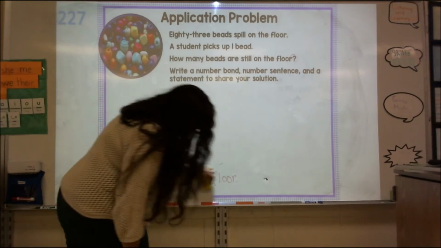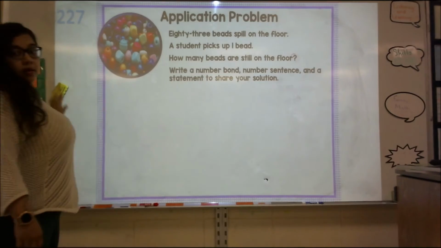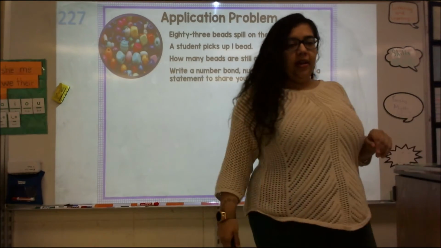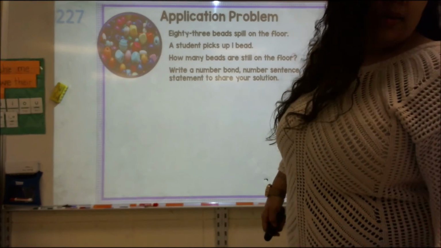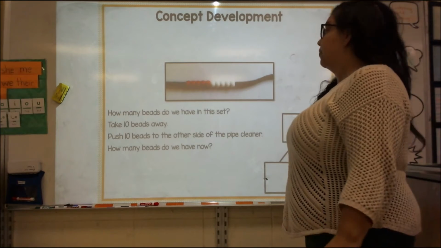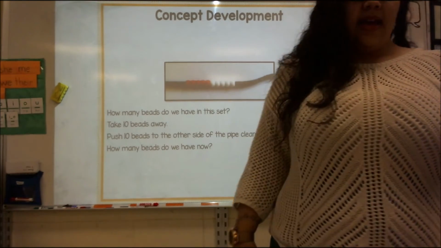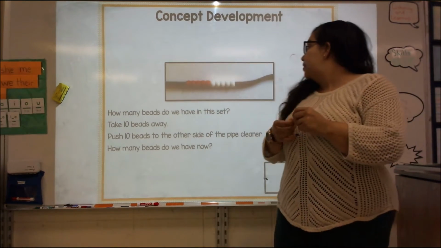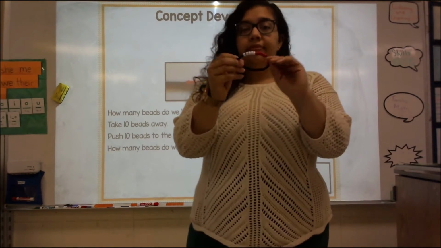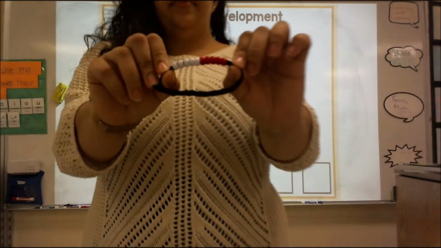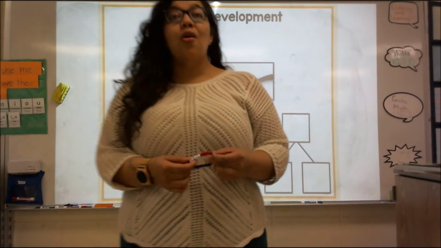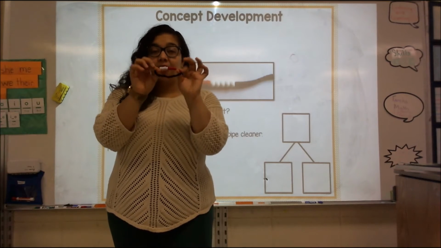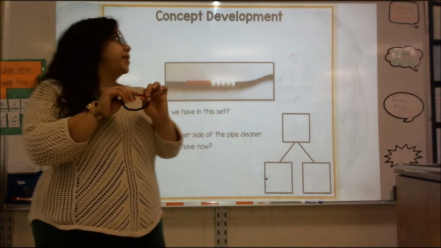All right, so what we're looking at today is a number minus itself, and a number minus a number less than itself. So how many beads do we have in this set? How many beads are in here? There's 10, and we know that. We don't need to count them because we know we only put 10 beads on here, and that's how you make a group. A whole group is a group of 10.